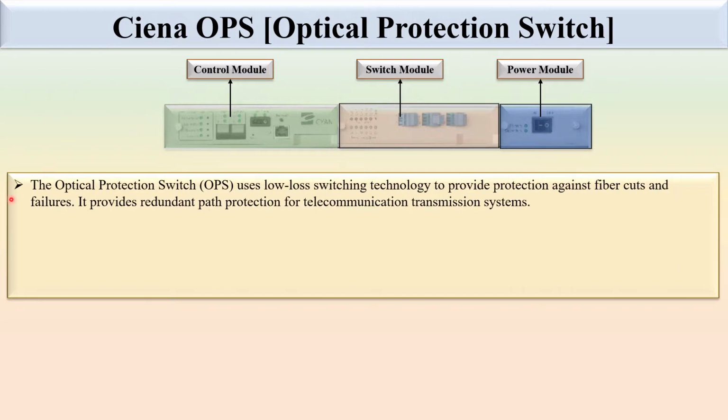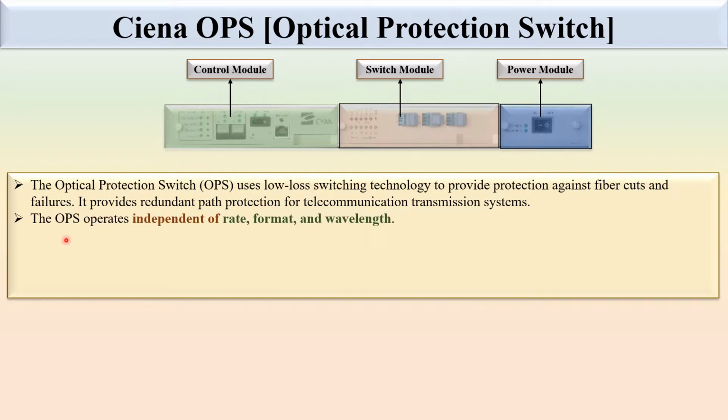The optical protection switch uses low loss switching technologies to provide protection against fiber cuts and failures. It provides redundant path protection for telecommunication transmission systems. So you can deploy OPS anywhere in the network where you want to protect the transponder module, or you can protect the optical amplifier module, or you can protect the multiplexer. So you can protect any optical component by using this OPS.